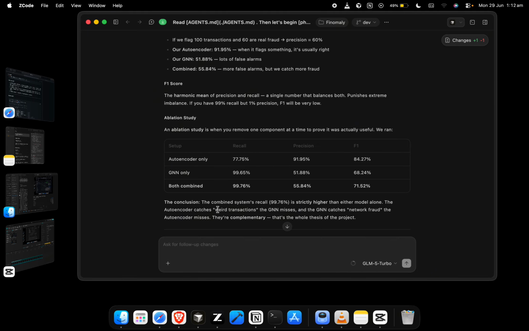So the conclusion from this whole table of data is that the combined system's recall, 99.76%, is strictly higher than either model alone. The autoencoder catches the weird transactions the GNN misses, and the GNN catches the network fraud that the autoencoder misses. So they're complementary, and that's really the whole thesis of this project.